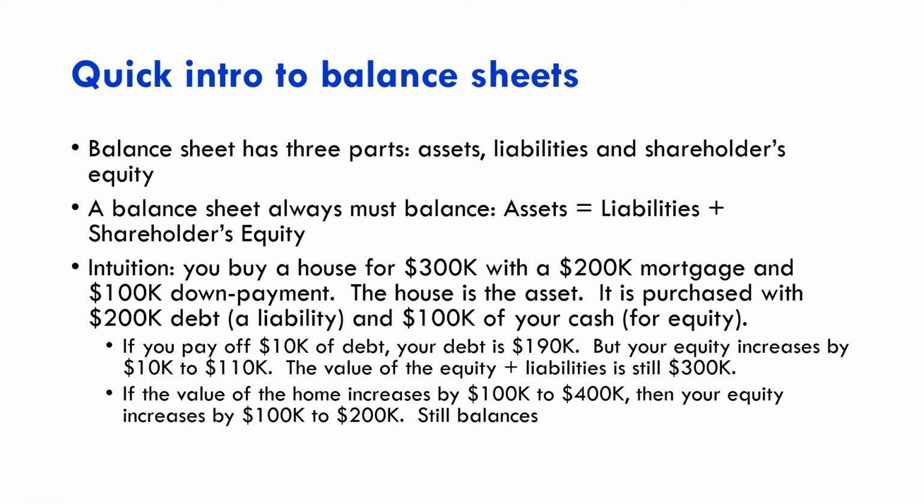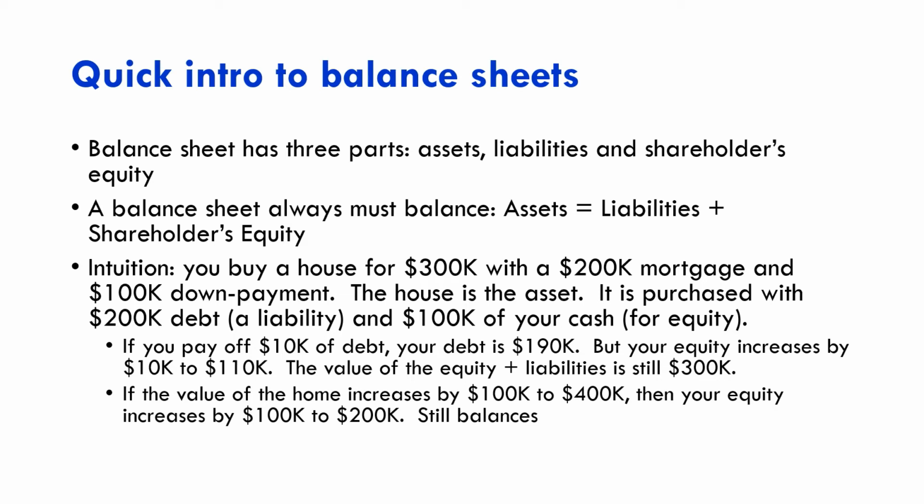On the other hand, if the value of the asset changes, say the value of the home increases by $100,000 to $400,000, then your equity value is going to increase by $100,000 to $200,000. As in this example, you don't pay off debt, so that stays the same. But the point is, everything still balances. So that's kind of it for the balance sheet for now.